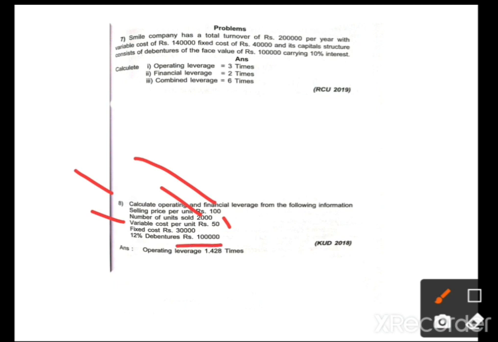Operating leverage is 1.428 times. They have given only the answer for operating leverage, and the financial leverage answer, I will tell you, is 1.206 times. But the most important thing is to calculate operating and financial leverage. The three important items are contribution, EBIT and PBT. But this information is not directly available in the given problem. So first we have to identify it.